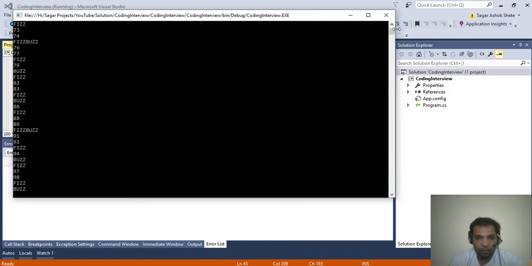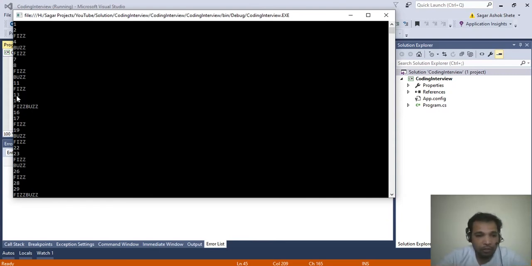Yep, so we ran it till 100, and if you go ahead, it's divisible by 3, and that's why it prints out Fizz. If it's divisible by 5, after 4 it's 5, it's divisible by 5 and not divisible by 3, and that's why it prints out Buzz. And if it's divisible by both values, it's FizzBuzz. 13 is not divisible by either 3 or 5, and that's why it prints the actual number.